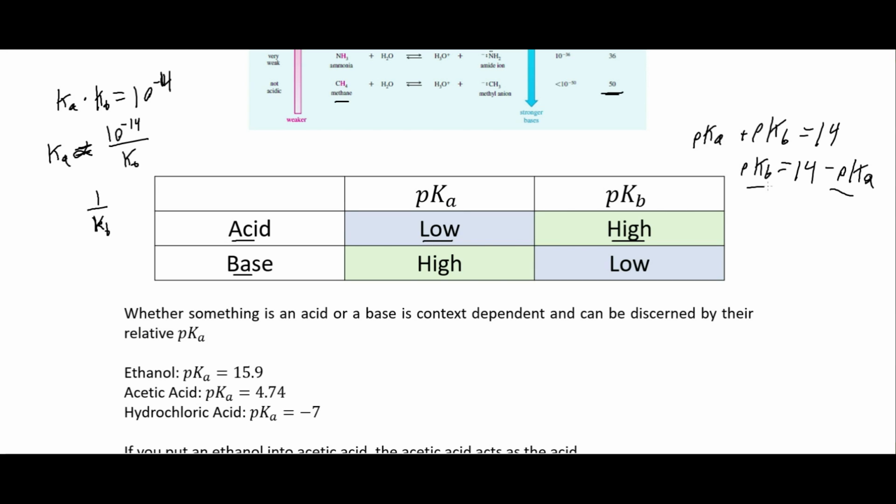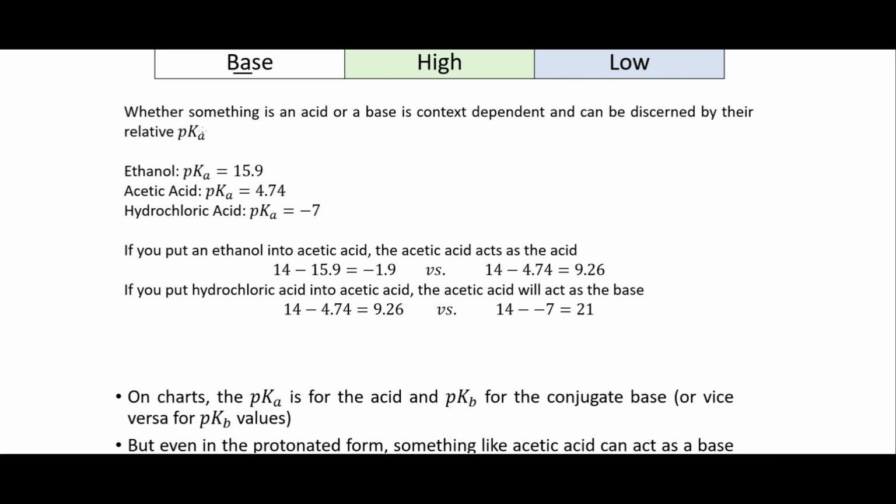That's always the thing to keep in your mind when thinking about acids and bases: if something is a strong acid, then it's going to be a weak base, or its conjugate base will be a weak base. If something is a strong base, then its conjugate acid is going to be a weak acid. If you take two things away from this video, that's probably one of them. And the other one is that the acidity and basicity of something is context dependent. And this can be discerned by the relative pKa.